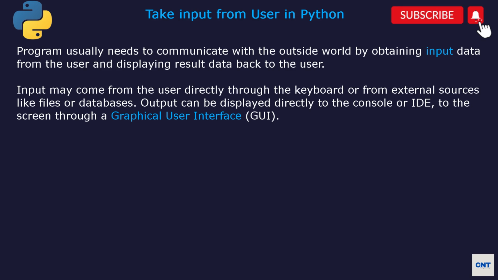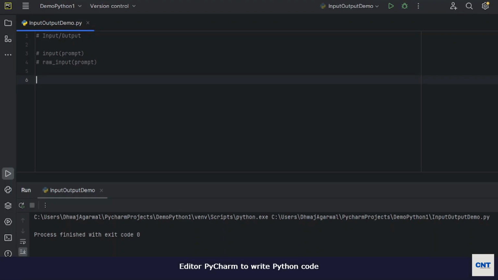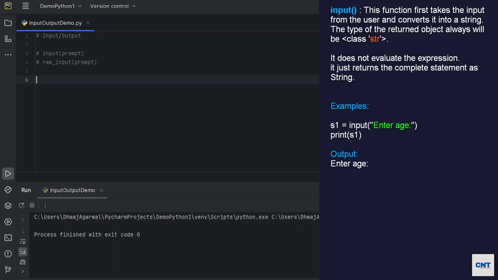That is called GUI. There are two inbuilt functions to take the input from the keyboard. First one, that is input. Second is raw_input. Let's see what is the input method. The input method first takes the input from the user and converts it into a string, right? The type of the returned object will always be class str. It does not evaluate the expression, it just returns the complete statement as a string.